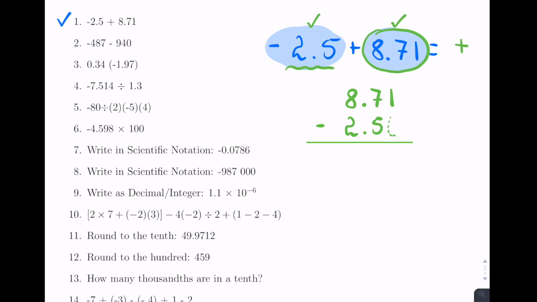So lining these up and doing my subtraction, 1 minus 0, 7 minus 5, the decimal stays in the same spot, 8 minus 2, and as I said, the answer here was positive. That's question 1. All right, let us try question number 2.